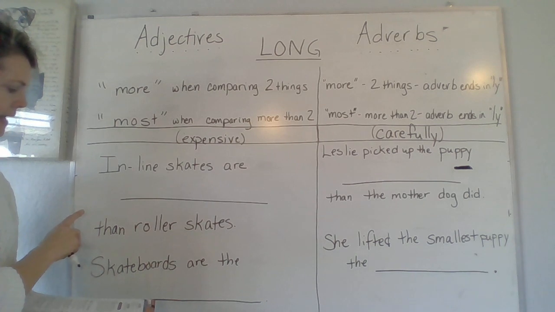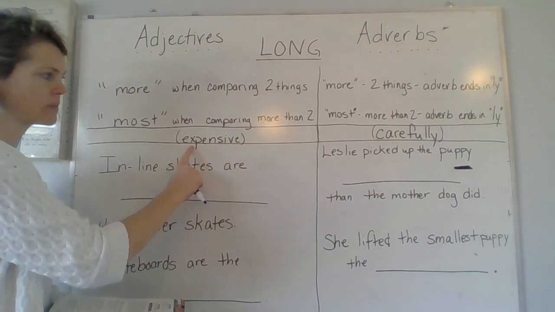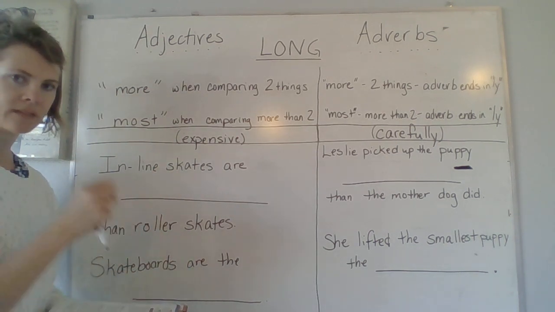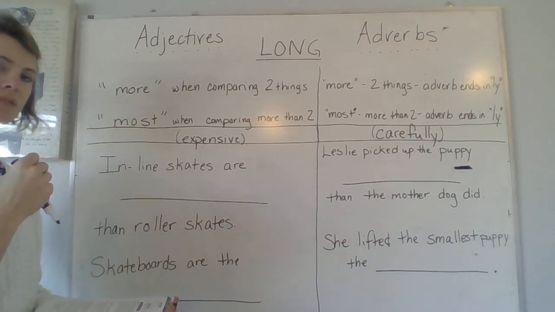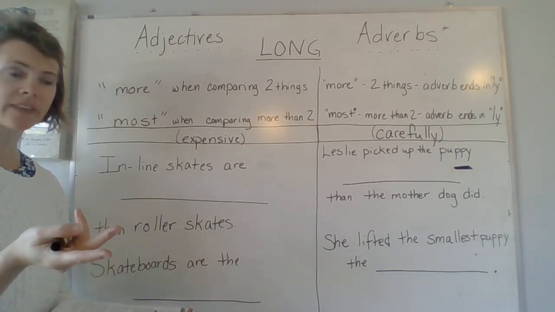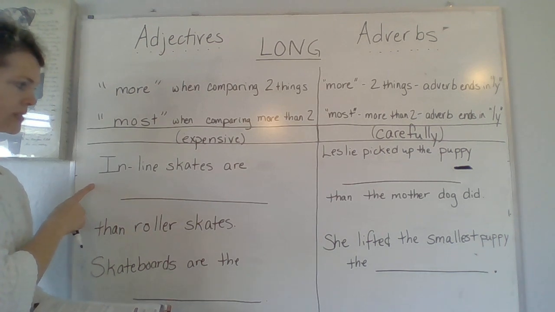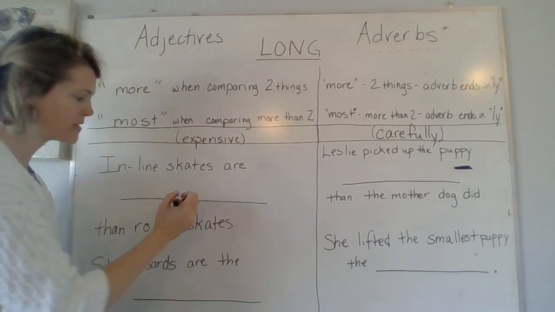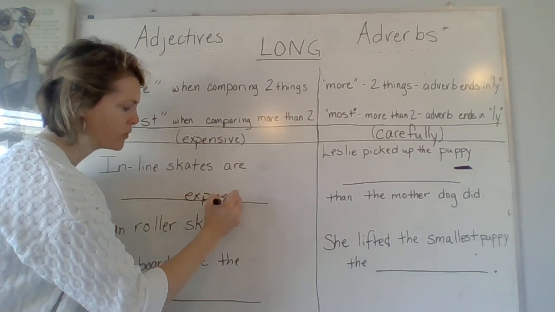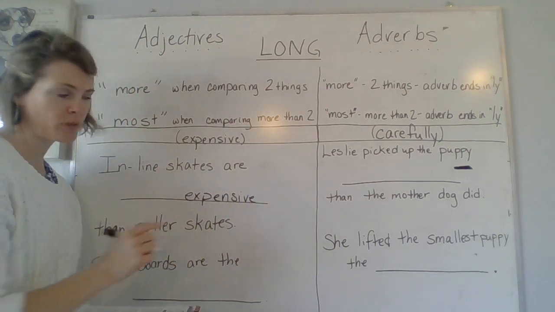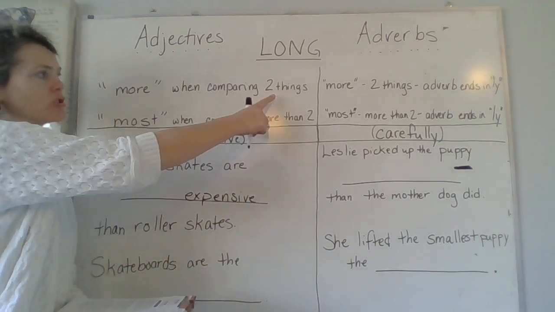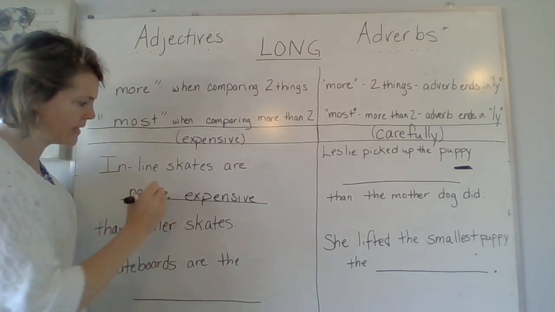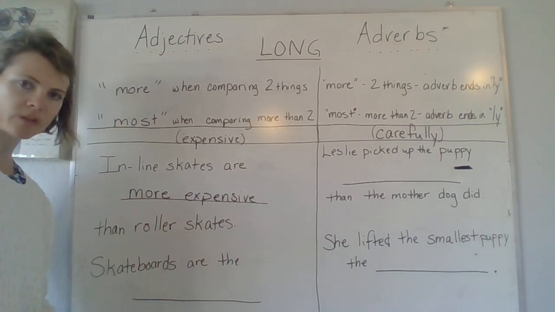Inline skates are blank, then roller skates. We're going to use the word expensive. Normally, if I'm comparing skates and skates, that's only 2 things, inline skates and roller skates. Normally, I would put an ER on the end, but that would mean it would say inline skates are expensiver than roller skates. That's not right, because expensive is a long word. So I'm going to keep the word expensive, but I'm not going to change it to expensiver. Instead, since there's just 2 things, I'm going to use the word more before it. Inline skates are more expensive than roller skates.